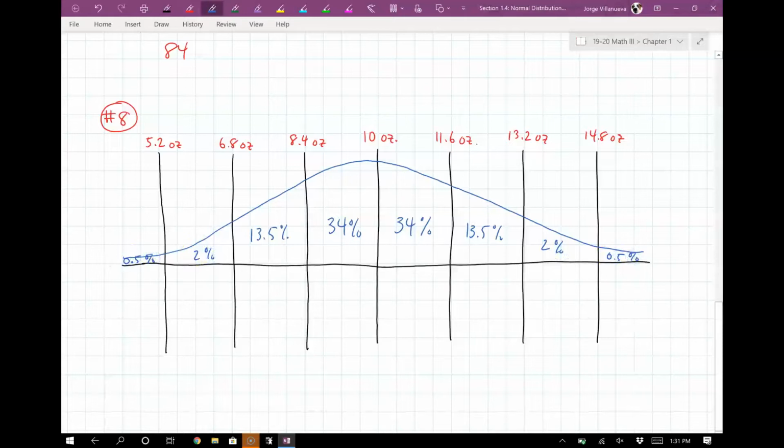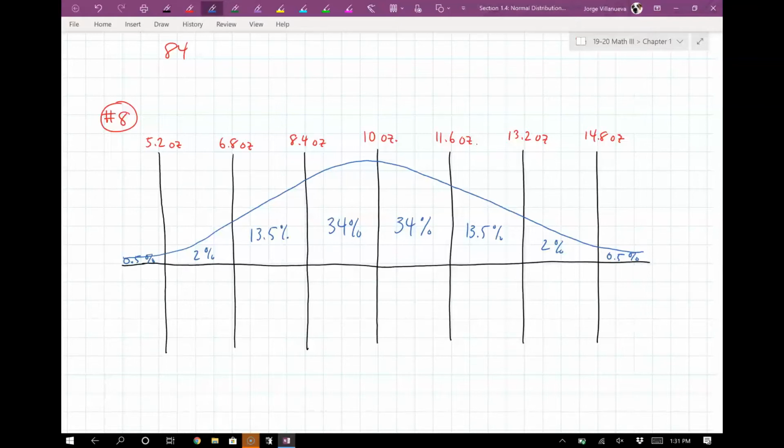Get used to writing this out, because what's going to happen on like the state test, and we're actually going to practice this later on, they'll ask you like, okay, some of the tomatoes were 12 ounces. What percent of the whole does it represent? Well, 12 ounces would be between 11.6 and 13.2, so that would represent about 13.5% of the information, the 12 ounces. That's where it fits, okay?